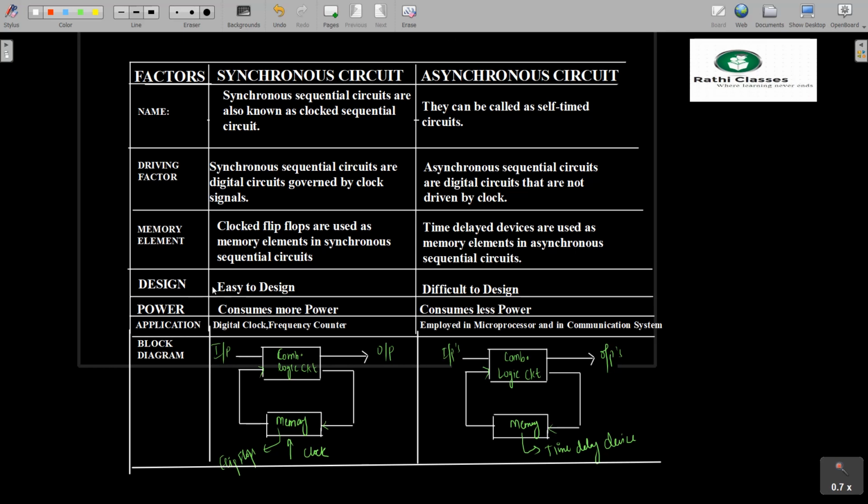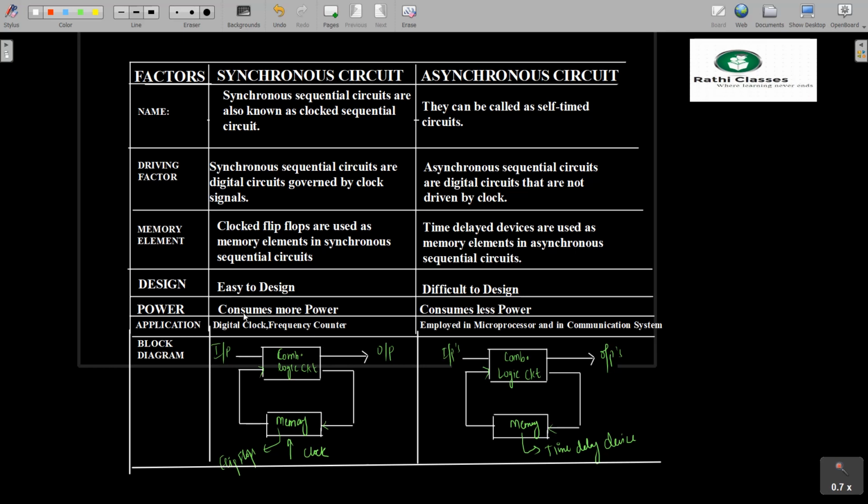If we talk about the design part, synchronous circuits are very easy to design, but asynchronous circuits are comparatively difficult to design. As for power, the synchronous circuit consumes more power, and the asynchronous circuit consumes less power.